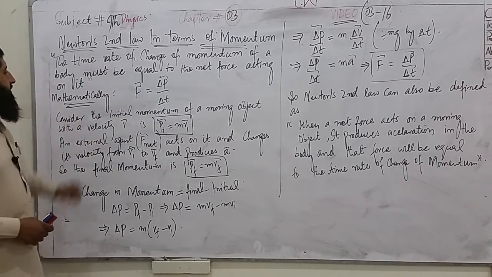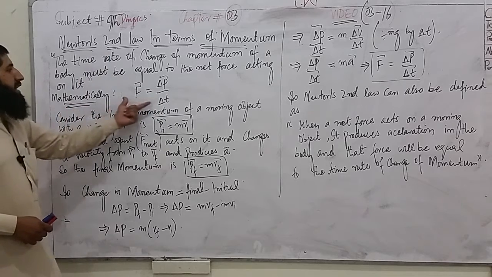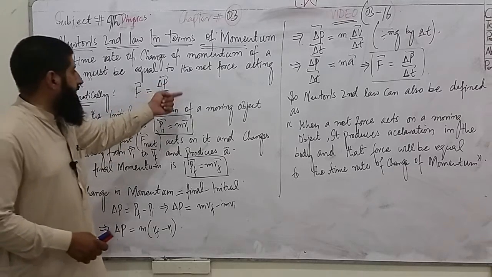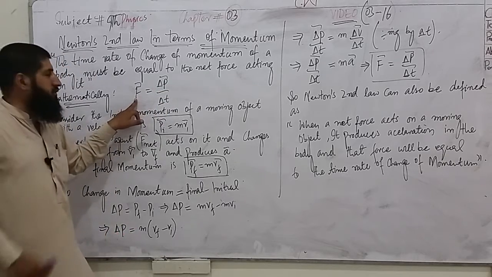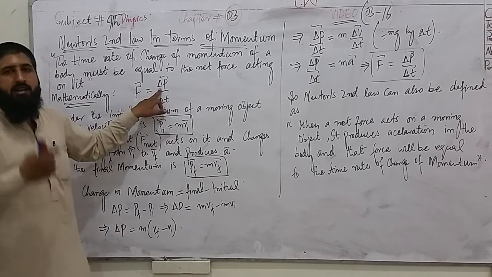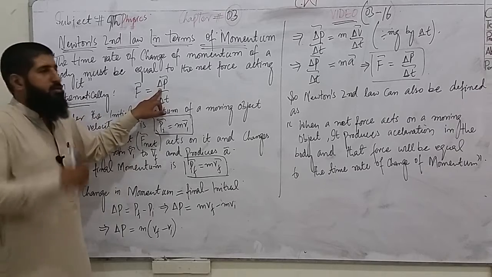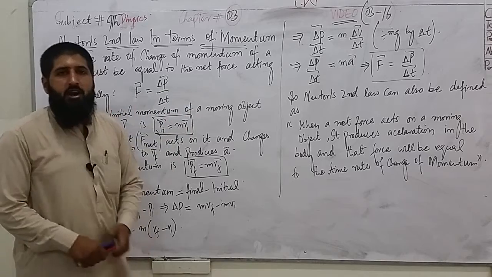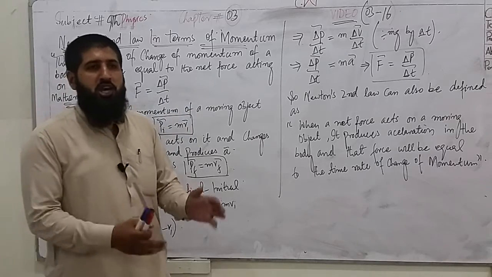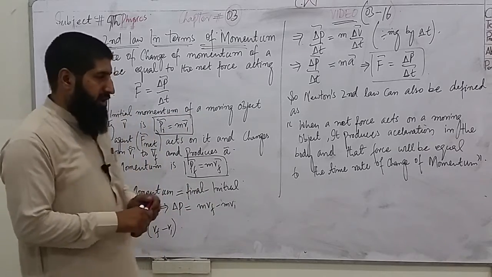According to the statement, mathematically we can write F equals delta P divided by delta T. Here F represents the net force acting on that moving object. Delta P represents the change in momentum of that moving object. Delta T is the time interval in which the force acts on that object and in which the momentum has changed from initial to final momentum.